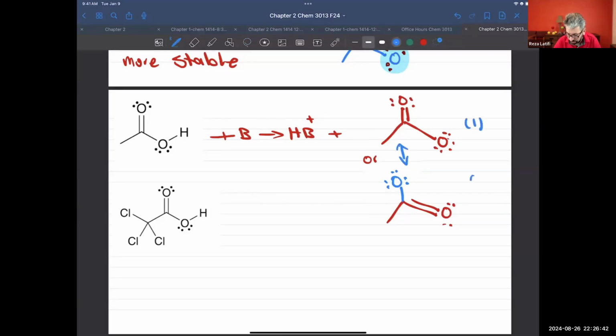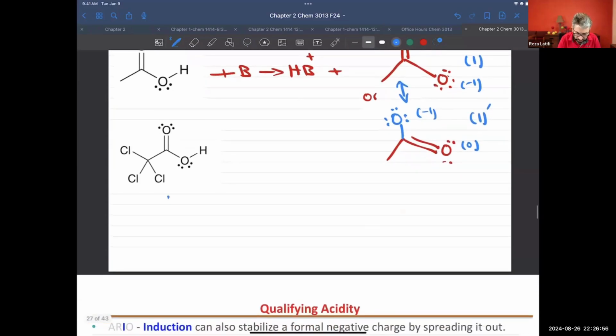These two are technically identical. The only difference is the charge, 0 and -1. This one is -1, and that one is 0. Okay. How about this structure? This structure, if you react it with B, you will get HB plus, and again, you get the same thing.